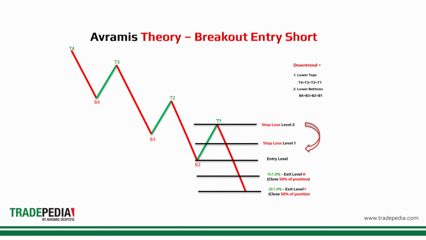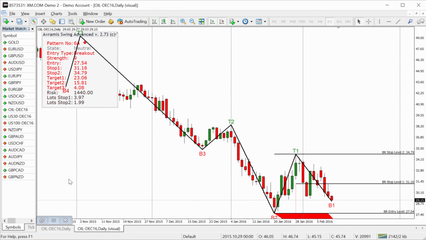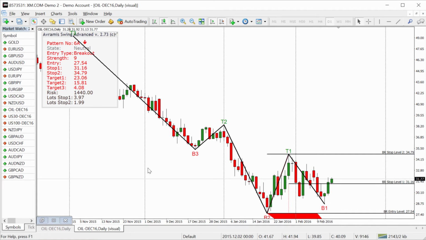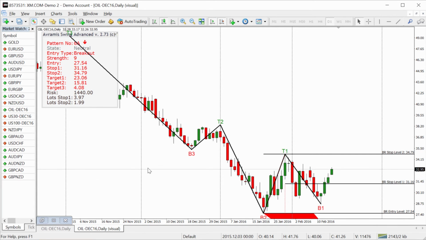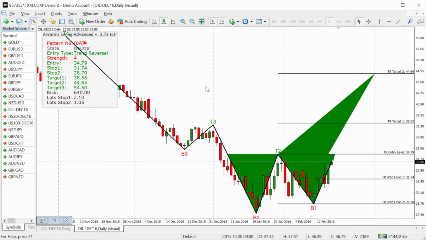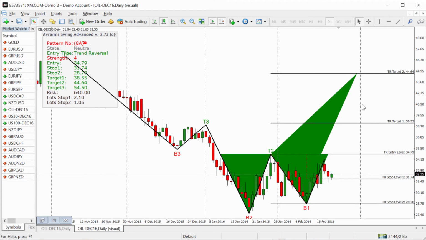Taking a look at the Avramis swing indicator on the MT4 platform, we can see that the first job of the indicator is to outline to us the correct tops and bottoms in the marketplace. Now, from there, using our rules of trend identification, we can see that we have a strong downtrend in place identified by the lower tops and lower bottoms. Now, if our downtrend fails to continue to a new low by confirming a bottom higher than the level of the previous bottom, then we have a possible trend reversal.